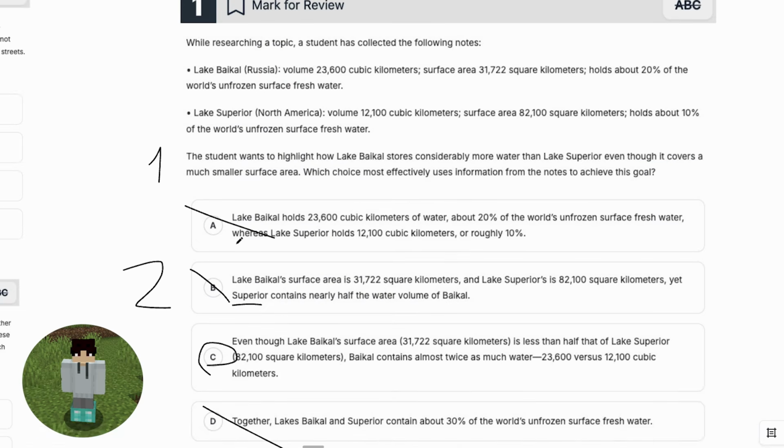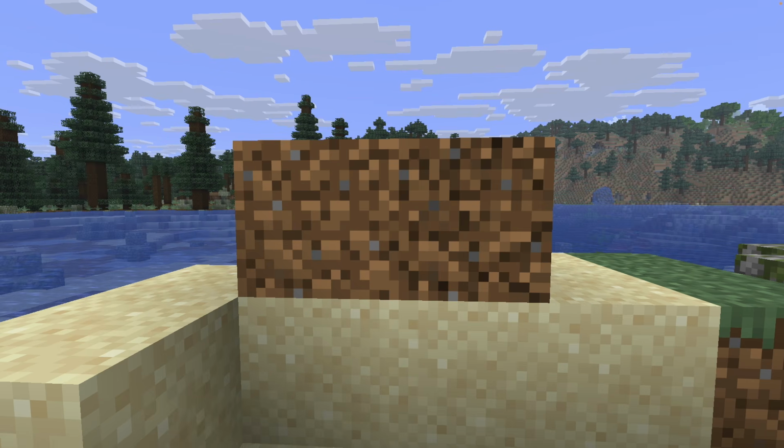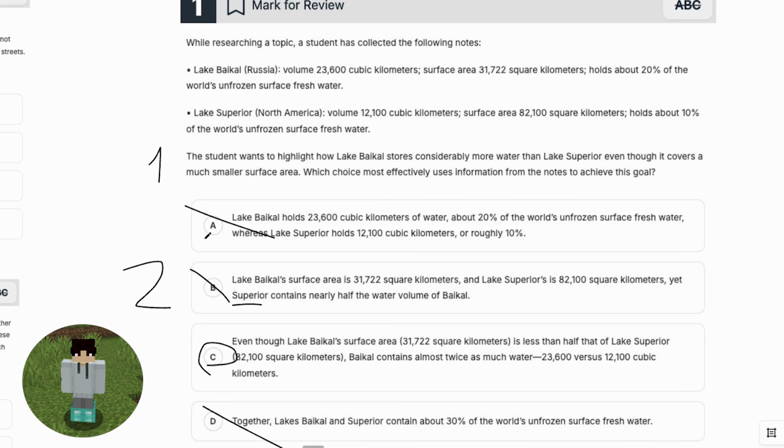The only time you should actually look at the notes is if you need the notes in order to distinguish between two of the answer choices. For most questions, you can just do these two steps alone to find the correct answer in student notes.